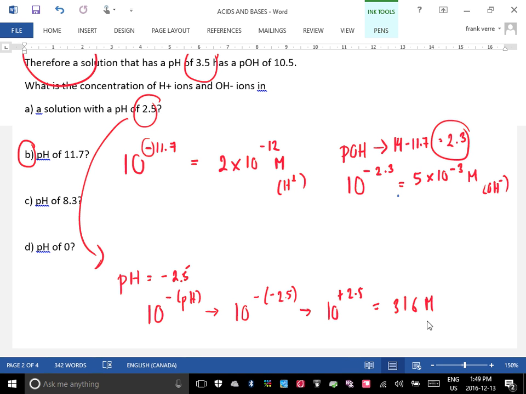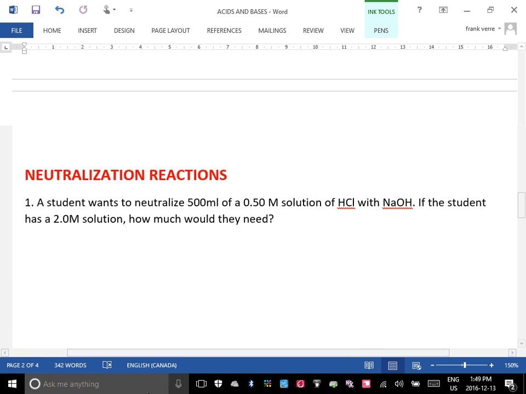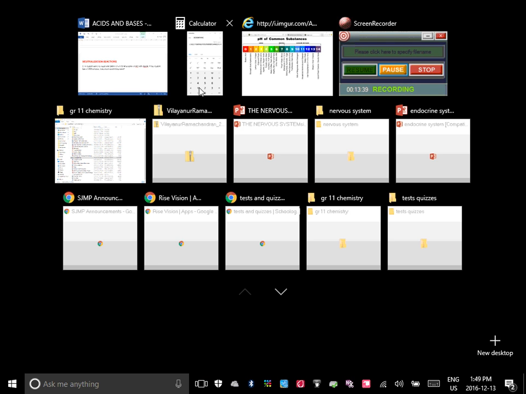Okay? So that's the pH scale. Any questions about the pH scale, about the pOH scale, how to use it, how to calculate concentration, how to calculate pH from concentration? All you gotta know is two things. One is log, and the other one's inverse log. Very, very easy stuff. Correct. All right. Now, let's look at some neutralization reactions.